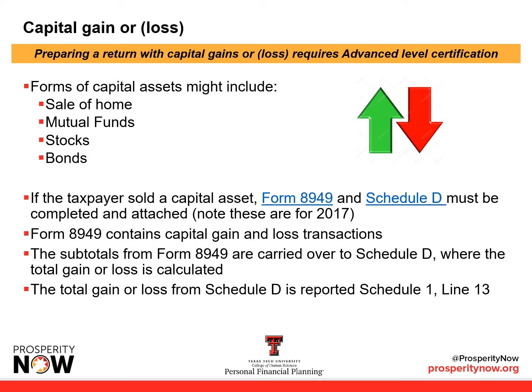If the taxpayer sold a capital asset, Form 8949 and Schedule D must be completed and attached. Form 8949 contains capital gain and loss transactions. The subtotals from Form 8949 are then carried over to Schedule D, where they are calculated as total gain or loss. The total gain or loss from Schedule D is reported on Schedule 1, line 13.